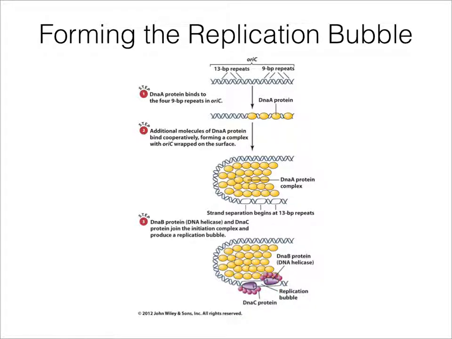And once the helicase is in there, it will keep the DNA strand open and will begin unwinding it in both directions. So this is called the closed complex, and this is called the open complex. And this whole thing here is what's called the initiation complex, or the replication initiation complex.